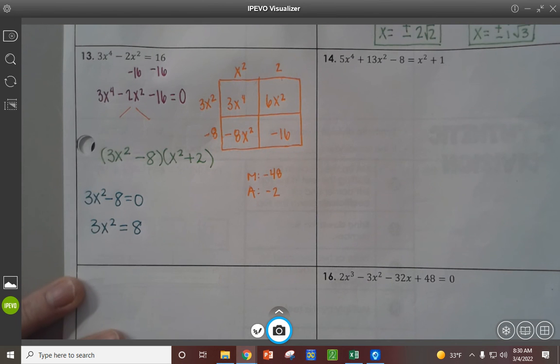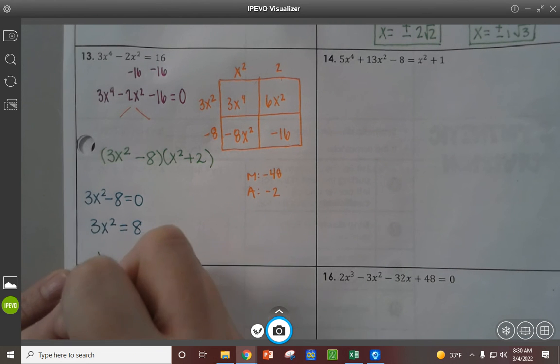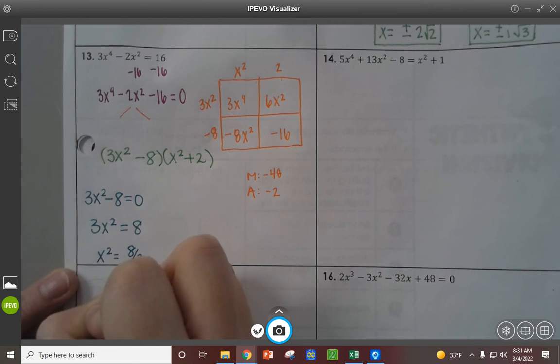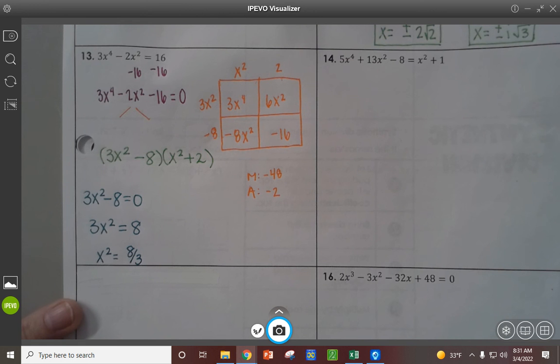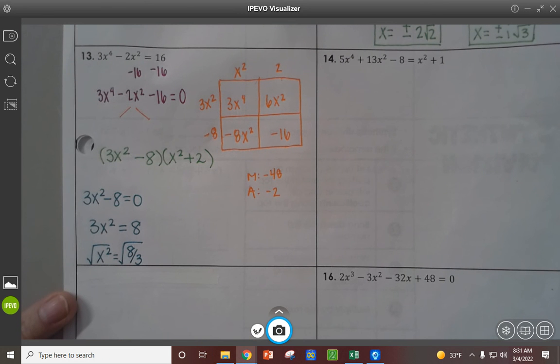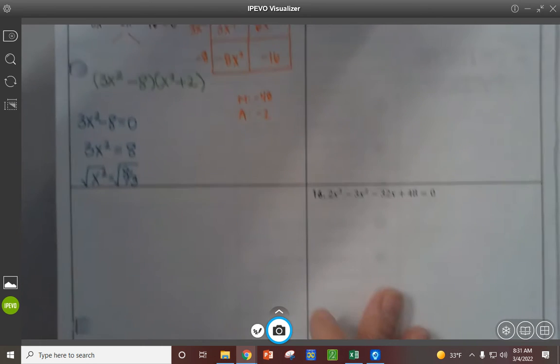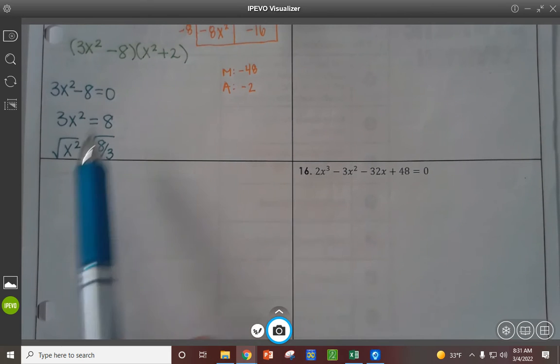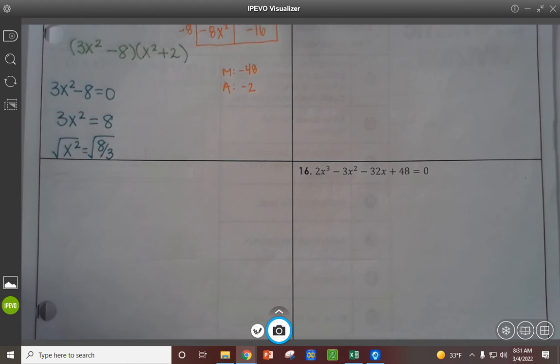If we add 8 to both sides, we get 3x squared equals 8. And then if we divide by 3, we get x squared equals 8 over 3. And then we take the square root. So, generally, you don't just leave a fraction under a square root.